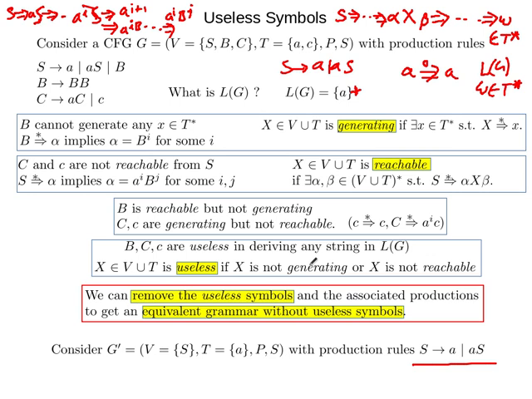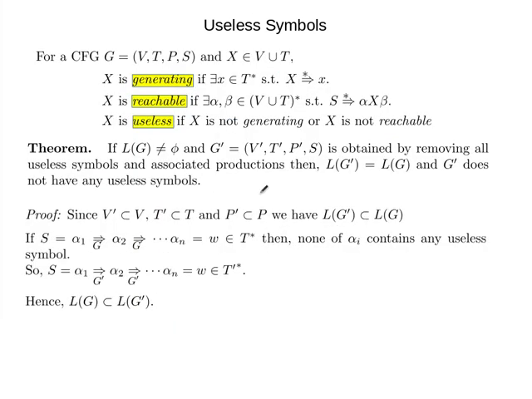So for any grammar in general, we define generating, reachable and useless. X is generating if you can derive some string over terminals from X. X is reachable if you can derive some string containing X from S. That is, alpha and beta are strings involving both terminals and non-terminals. And X is useless if it is not generating or if it is not reachable. It can be both also.